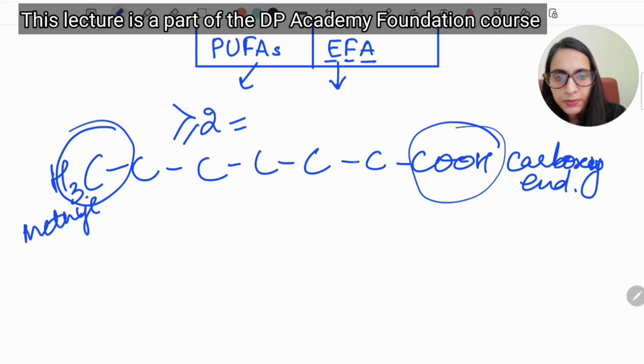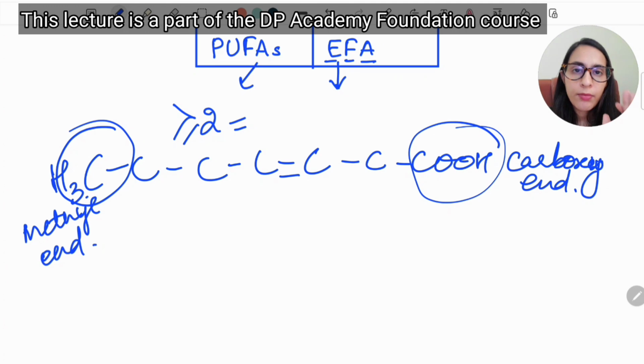So if you place a double bond in between here, and you start counting from the carboxy end, that makes it the first carbon atom, second carbon atom, third carbon atom, fourth carbon atom.